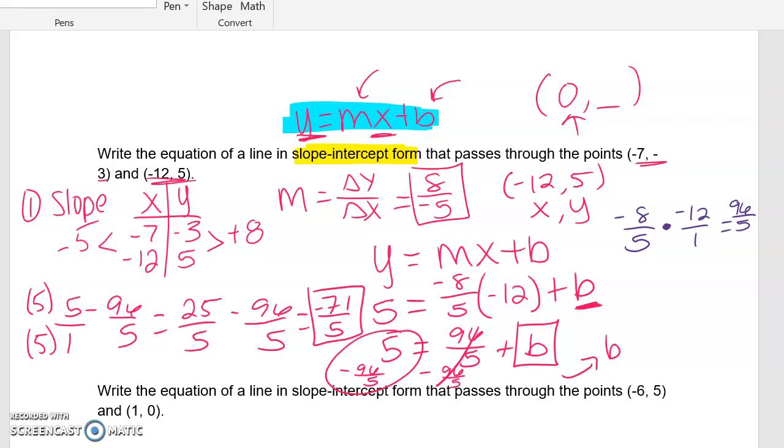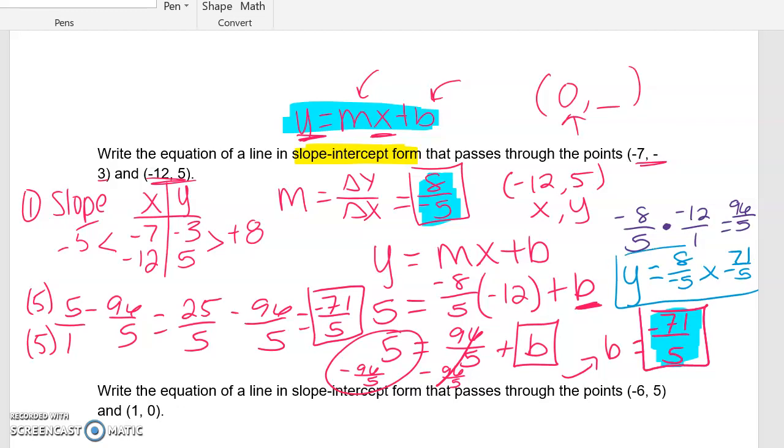So my b would be equal to -71 over 5, which means I have an m of -8 over 5, or 8 over -5, and I have a b. So I take those two values, I'll write it in blue, and I plug it in. So I have y equals 8 over -5x minus 71 over 5. That was a messy problem. It dealt with fractions and it dealt with negatives. So not everyone's going to be that difficult.